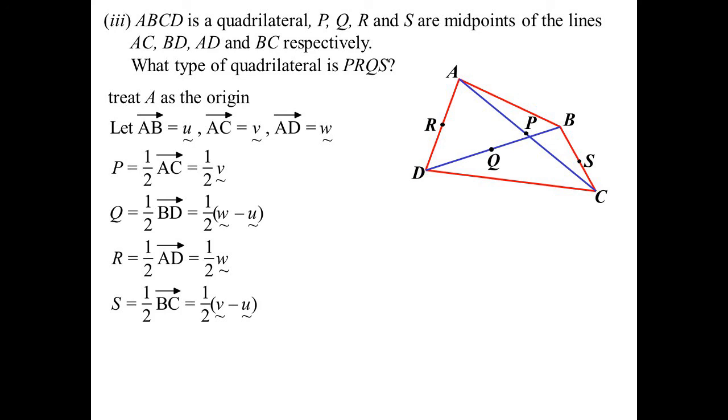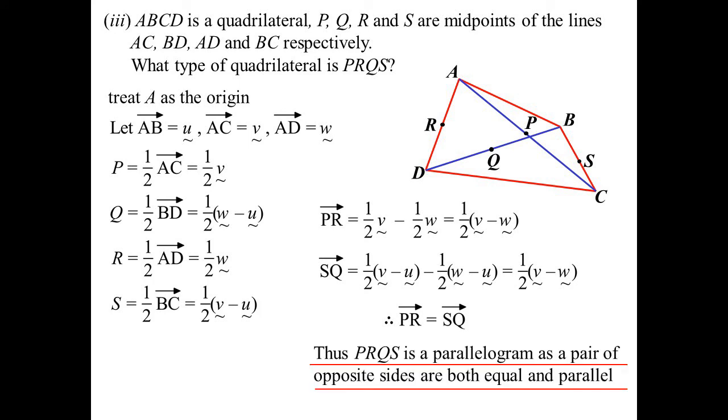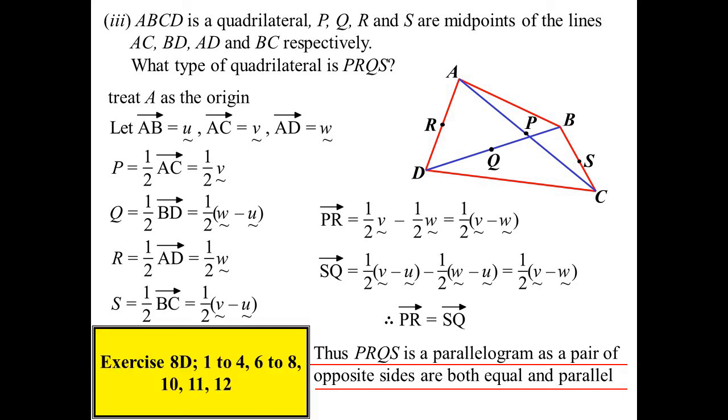We're interested in looking at the sides of this quadrilateral. PR is one of the sides, so now I can substitute in and work out what it is. Head minus tail: we worked out P and R, so we get half of V minus U. SQ is its opposite side, and we also get half of V minus U. So what is that telling us? They're parallel, and they're equal as well. So we're talking about a quadrilateral where opposite sides are equal and parallel. It's got to be a parallelogram.